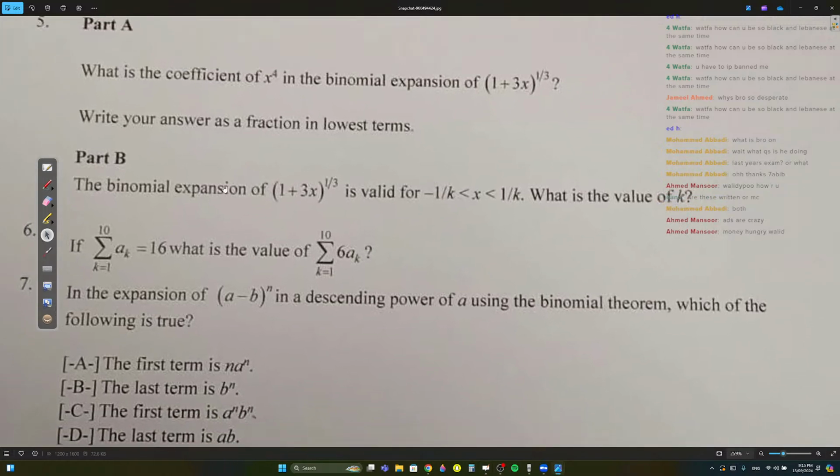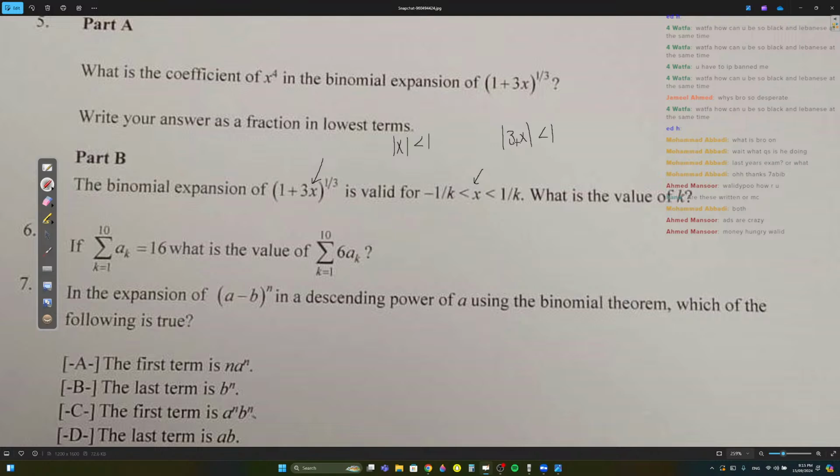Yeah, part B is they want the... It's valid for. Yeah. Okay. This is good. Good question. The binomial expansion is valid for what? They want the condition, right? What's the condition? Absolute value of x is less than 1. In this case, what's my x? It's 3x, right? Less than 1.